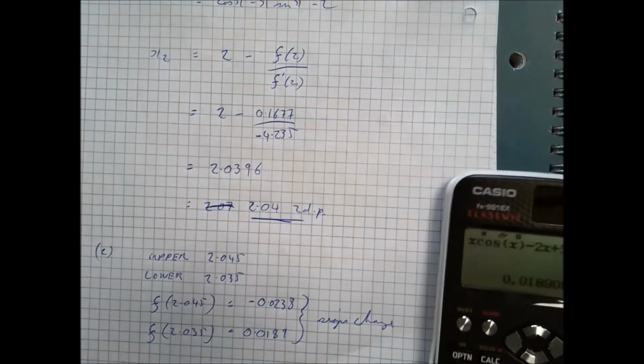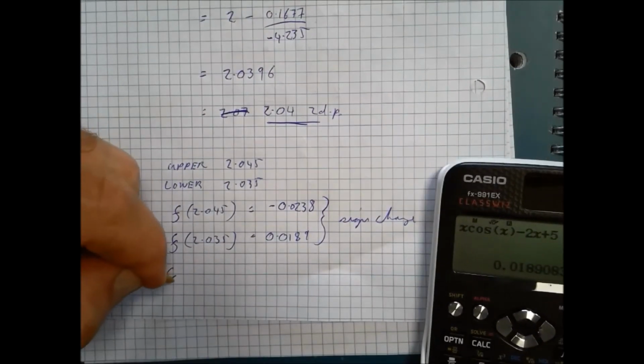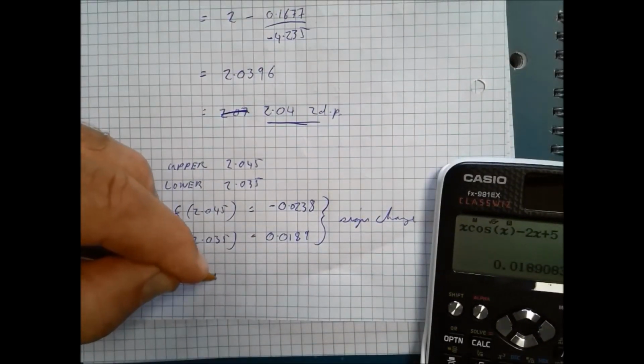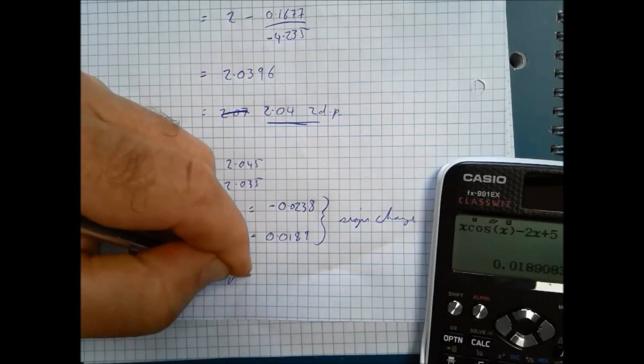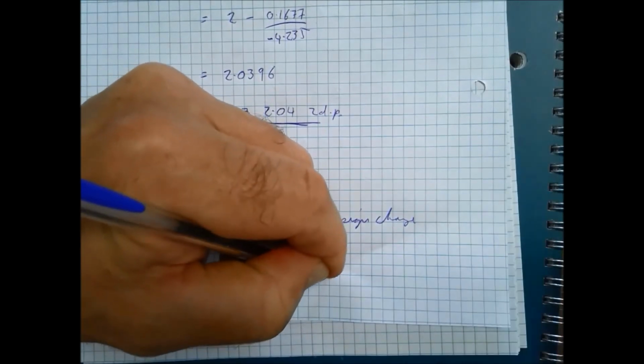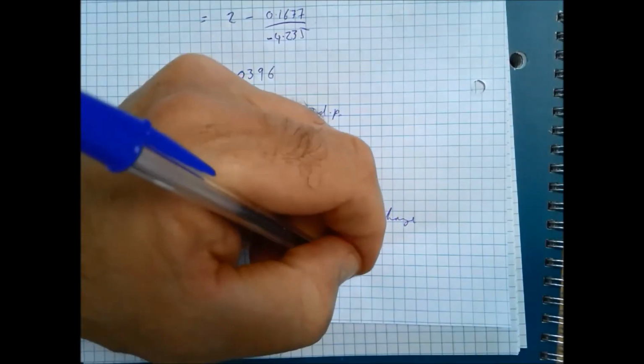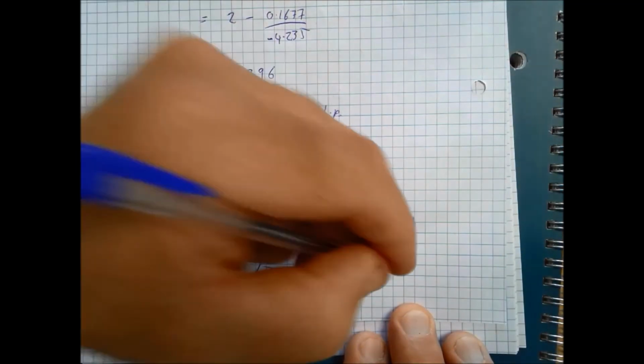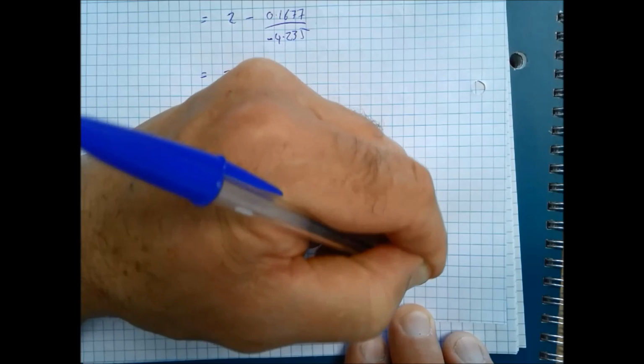Sign change, continuous function, therefore root 2.04 to 2 dp.